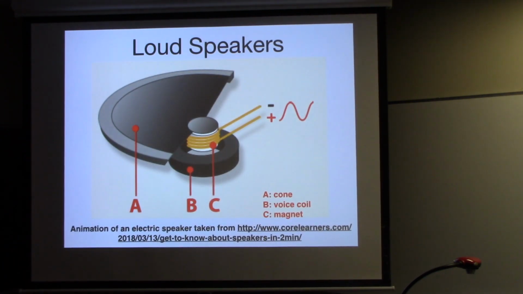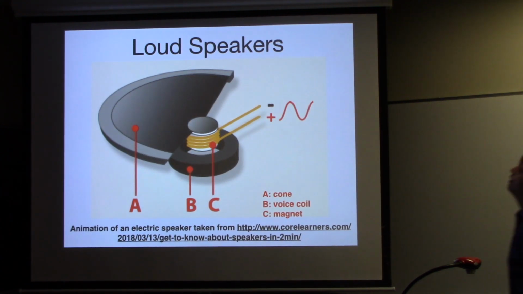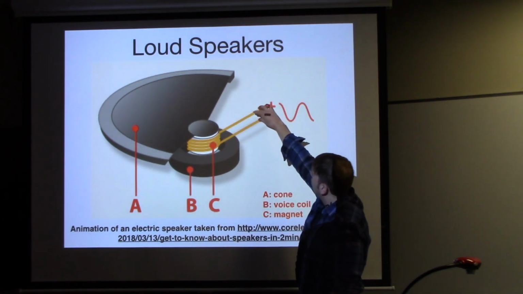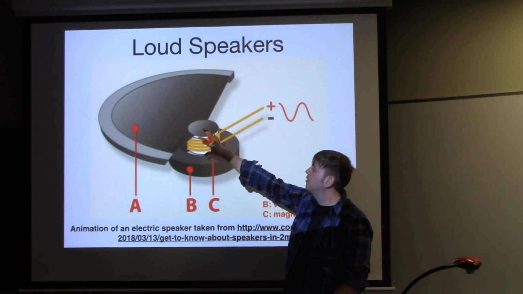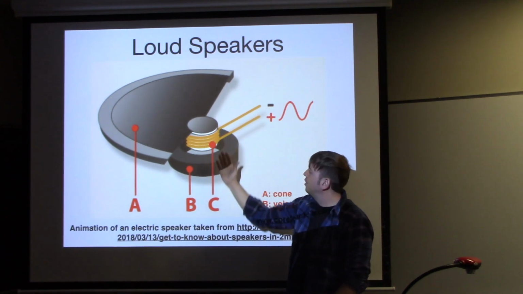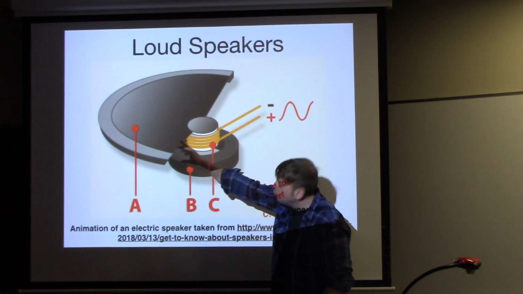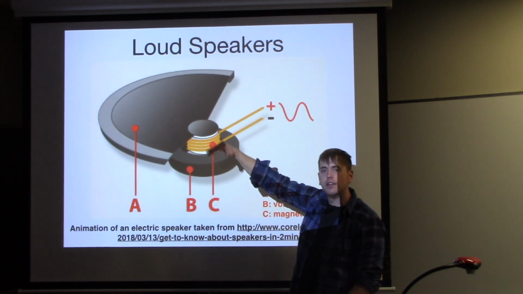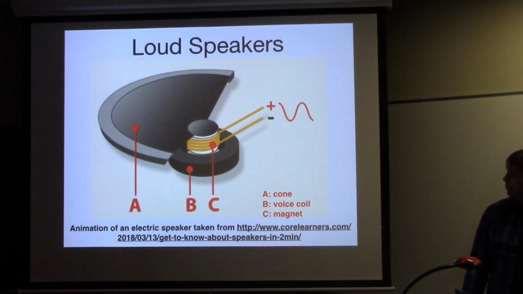So, here's a little bit of an animation. Really simplified. Again, we've got this alternating current going through this coil. That coil is in the presence of a really strong magnetic field. And because of that, it experiences a force which goes up and down, up and down. It moves the cone. That creates a sound wave in the air. And that's really how a loudspeaker works.